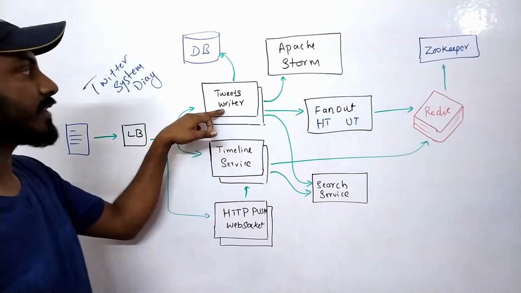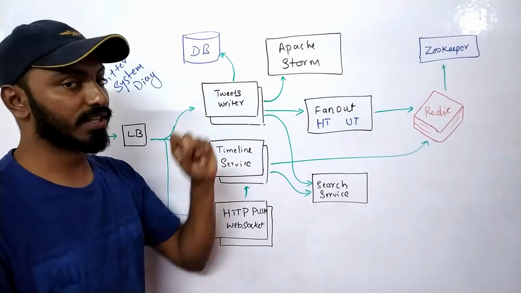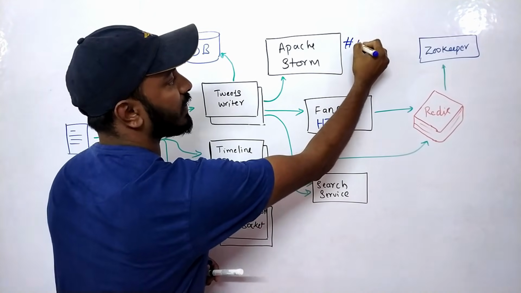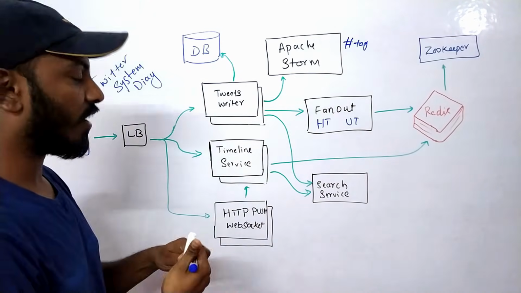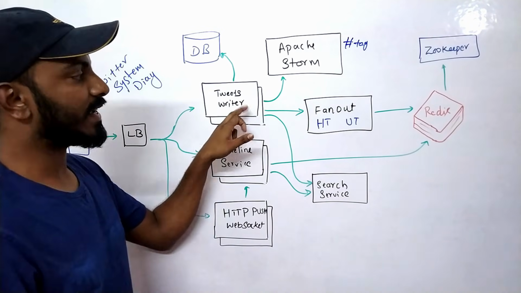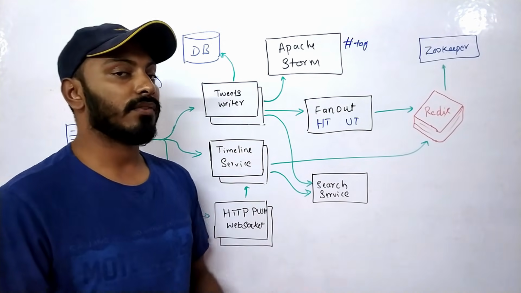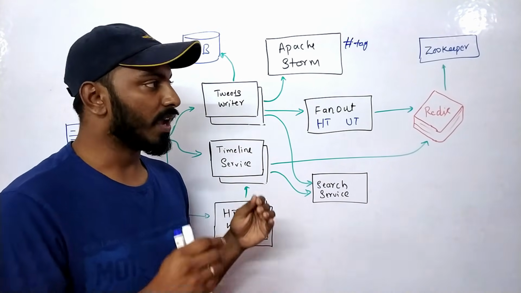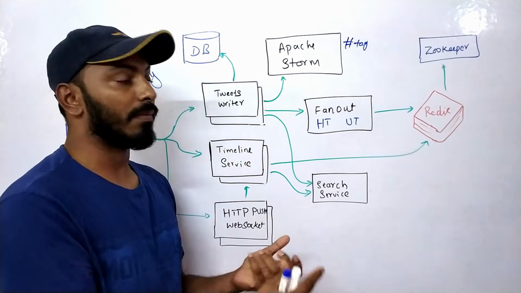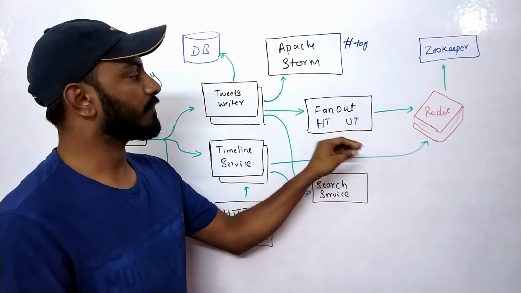First, a copy of the tweet is saved into the database, and then the same copy of the tweet is also sent to Apache Storm for trending hashtag computations, or to figure out the trending hashtags. And also a copy of the tweet is sent out to the Fanout service. As I have already explained, Fanout is the service responsible for updating the tweet into all the followers' timelines, like the home timeline and also the user timeline.